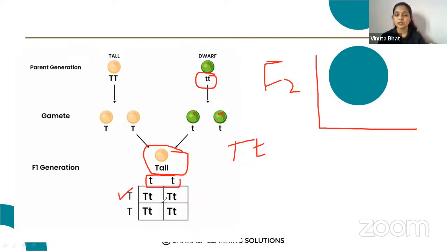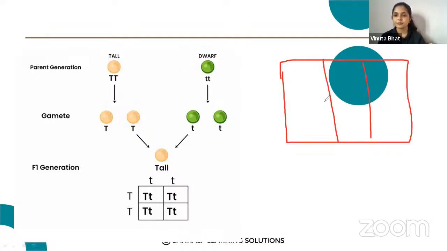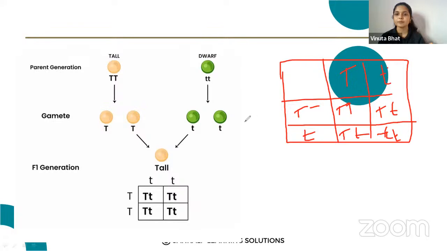You can represent using the checkerboard. In the F2 generation, the checkerboard you can write like this. So here capital T, small t, these are the gametes, and here capital T and this is the small t. So again you should cross capital T with capital T, small t, and capital T, small t with small t, small t. So this is the checkerboard. Here no need to draw the checkerboard, but this checkerboard is very important.